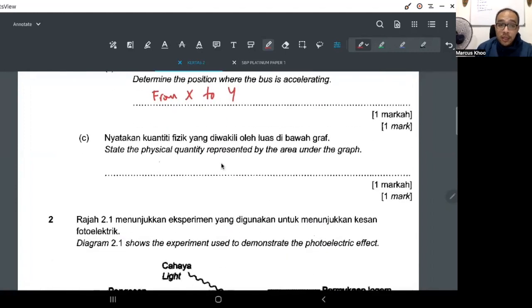Okay, name the physical quantity. State the physical quantity represented by the area under the graph. This is especially if it is question 1, 2, and 3. This is a very commonly asked question. They will ask you, what does the area under the graph mean? So we need to remember this. For velocity time graph, the area under the graph represents the distance traveled. Not the displacement, it is actually the distance traveled.